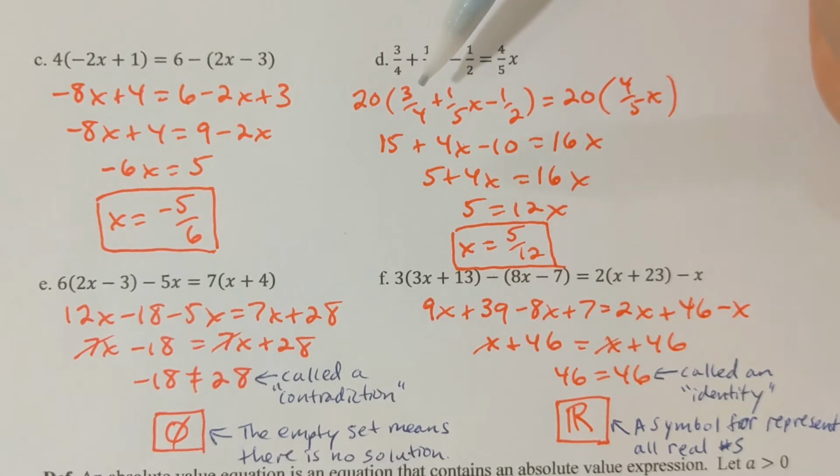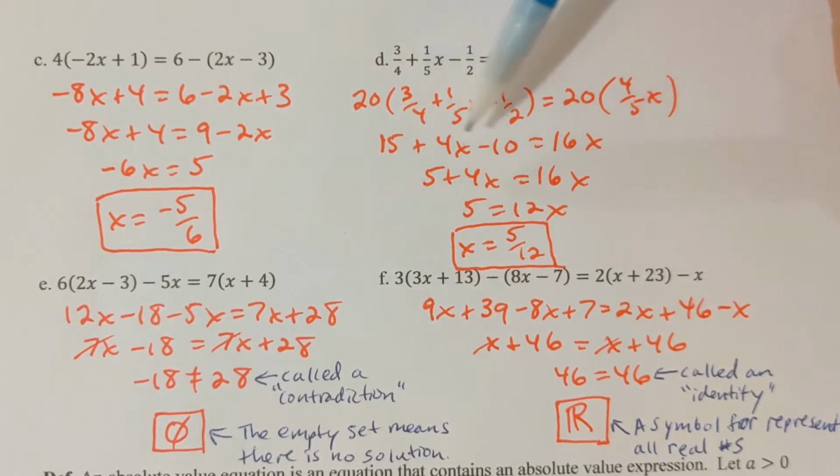20 times 3 fourths, well, 20 over 4 is 5, times 3 is 15. And then with the next term, 20 times 1/5 x, well, 20 divided by 5 is 4, so I'll have 4x there in the middle. And then minus 20 times one half, half of 20 is 10 there. On the right, 20 times 4/5 x, well, 20 divided by 5 is 4. 4 times 4x would be 16x on the right.